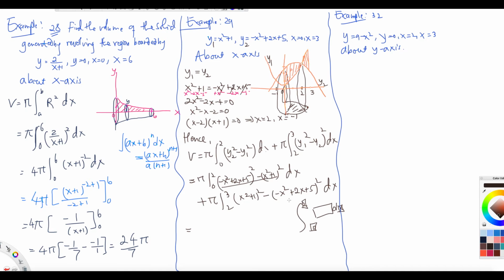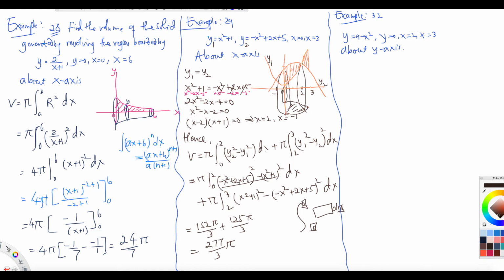If you do this, for the first one you will get 152 pi over 3, plus, for the second you will get 125 pi over 3. The pi is already there, right? So this part is 152 over 3, and the second part will give you 125 over 3. If you just add them, you will get 277 over 3 pi. That's how you get the final answer.